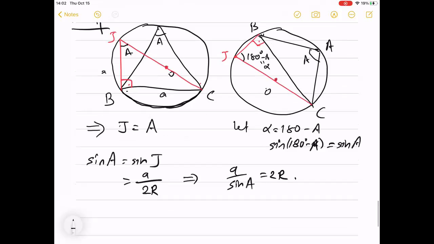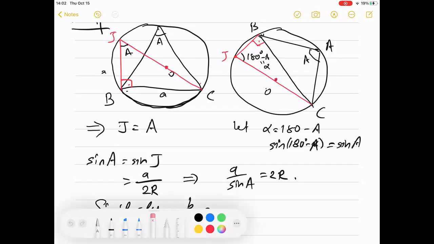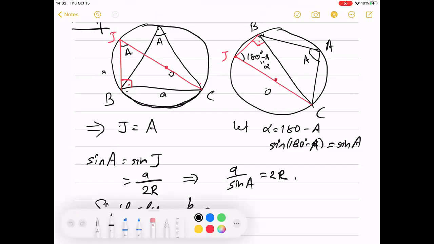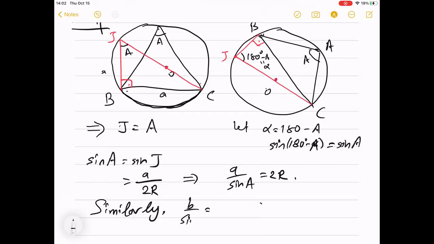Similarly for the others. If you do the same thing for the other vertices, we have b over sine B is equal to 2R, and c over sine C is equal to 2R. And that's the end of the proof.